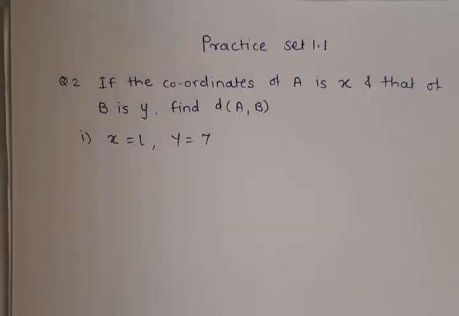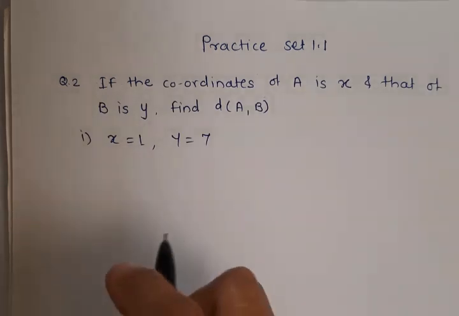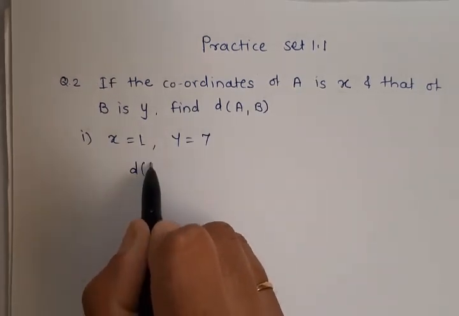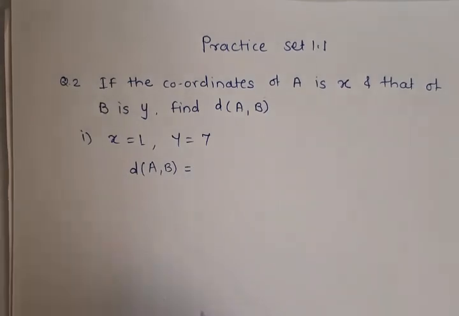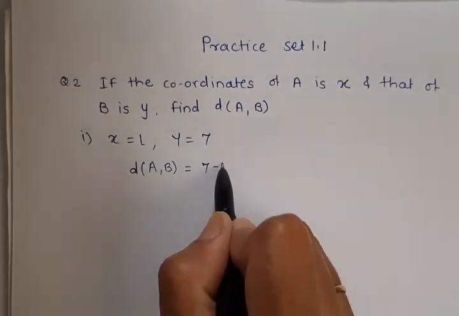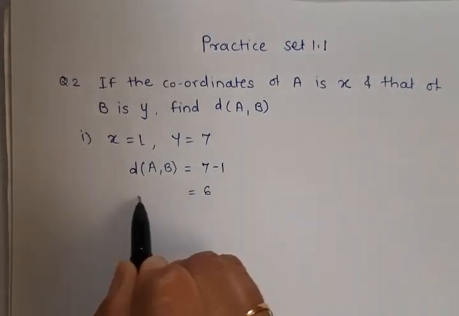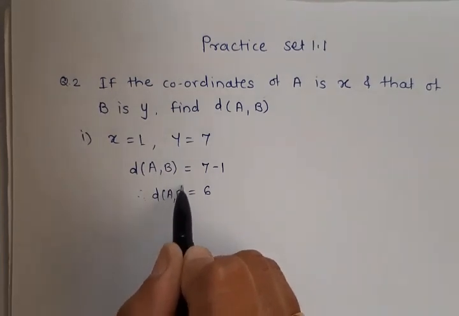Now we'll discuss some examples from practice set 1.1. If the coordinate of A is X and that of B is Y, then find the distance AB. Here X and Y are given instead of A and B. Now to find the distance AB, as we know, we have to consider the coordinates and subtract the smaller coordinate from the bigger one. Here 7 is bigger than 1. So we write 7 minus 1 equals 6. Therefore, d(AB) equals 6.